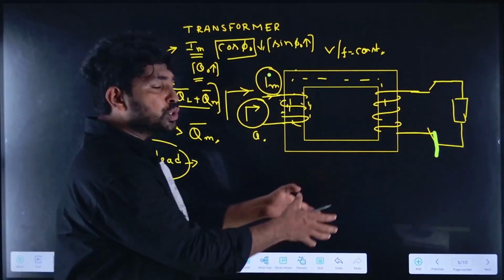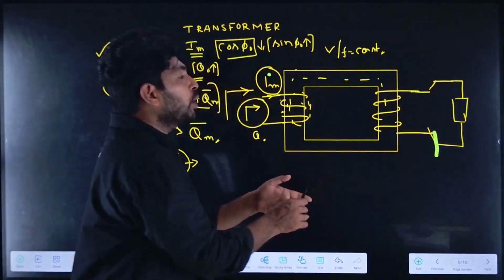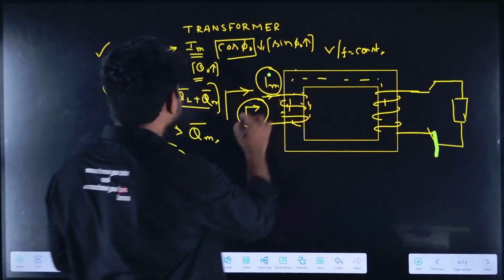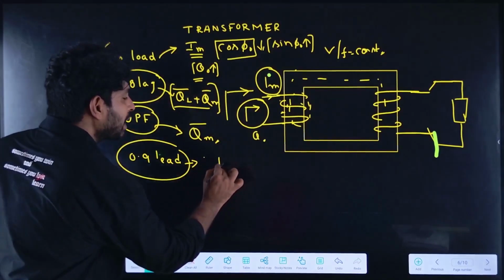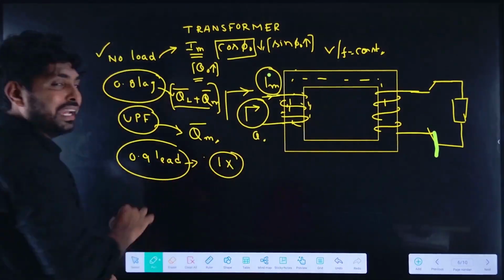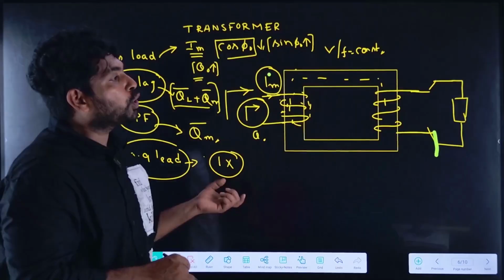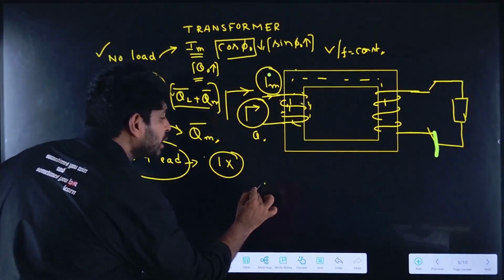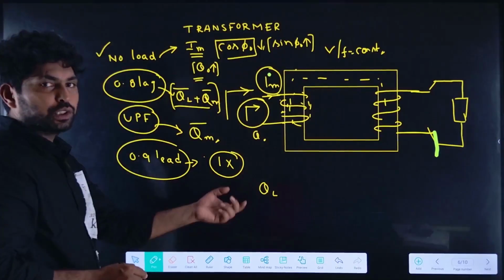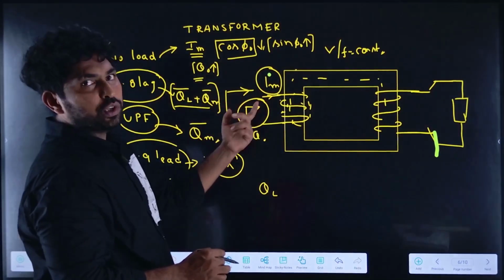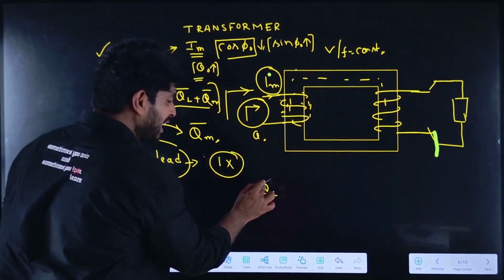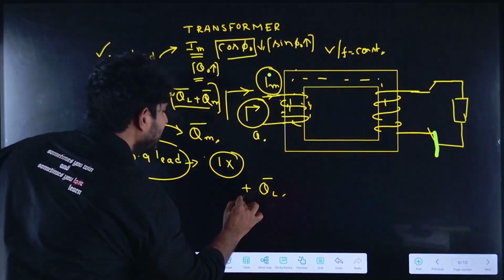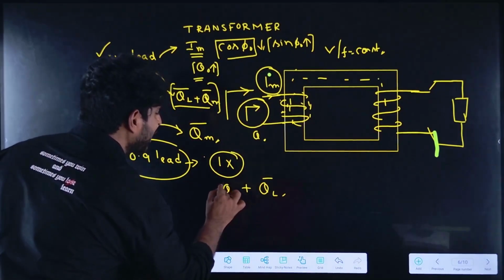The capacitive leading reactive power will compensate the losses caused in the primary. The I X reactive drop will be compensated, and it will take less reactive power. So from this source, we need to give the load reactive power, which is very less when compared to the lagging reactive power, in addition to the magnetizing reactive power.